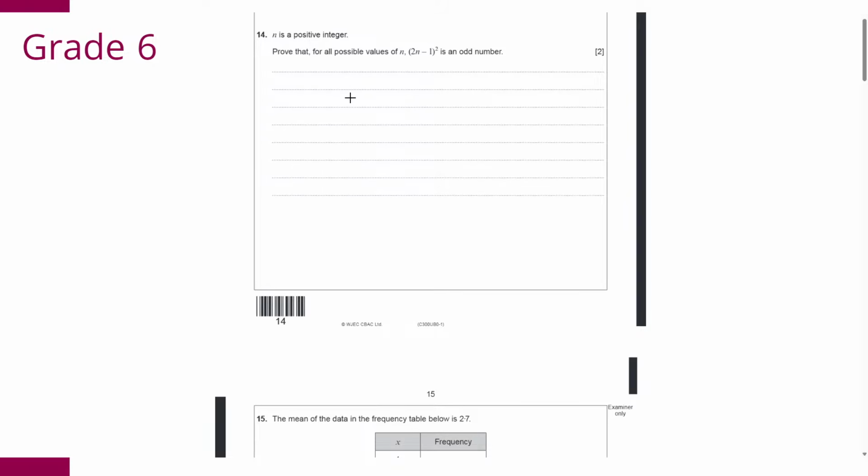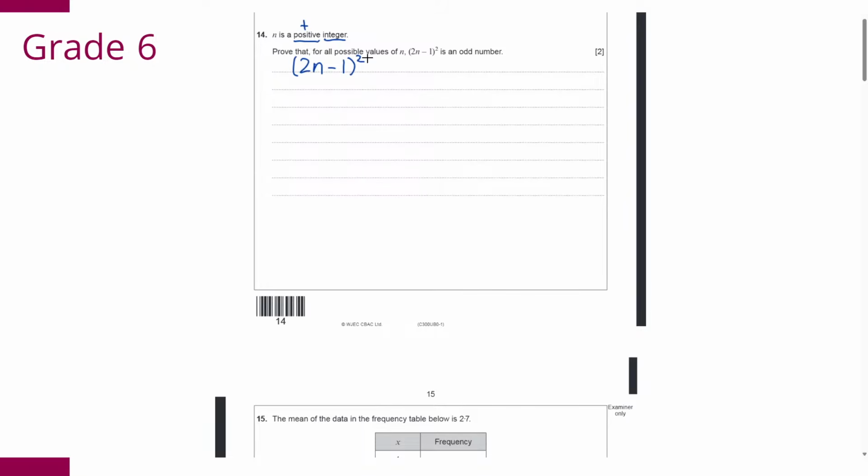Okay, n is a positive integer. What do those words mean? Positive meaning more than 0, right? Integer meaning whole number, like 1, 2, 3, 4. It's not going to be a 2.5 or whatever. Prove that for all possible values of n, 2n - 1 squared is an odd number. I'm just going to write this again for TikTok because it is quite small on there. Okay, so how are we going to start with this?